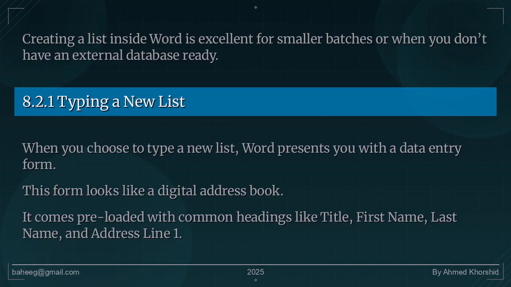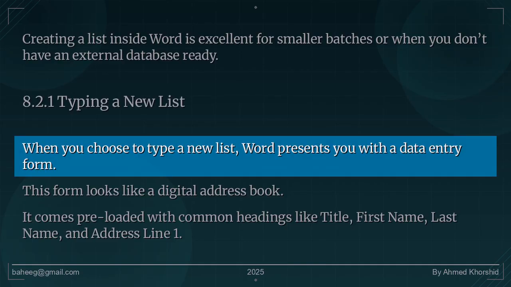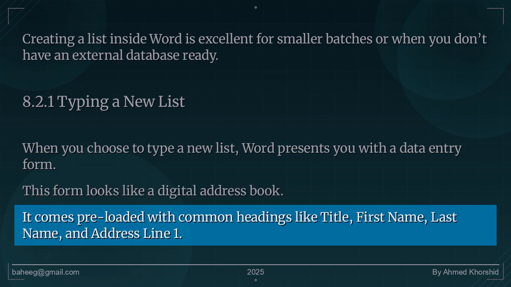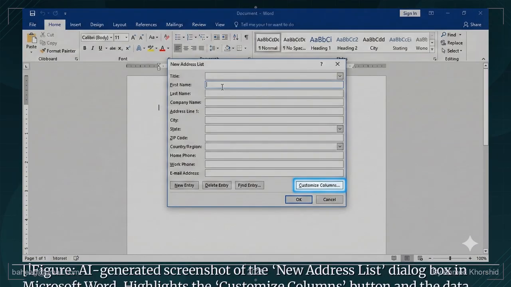8.2.1 Typing a new list. When you choose to type a new list, Word presents you with a data entry form. This form looks like a digital address book. It comes preloaded with common headings like title, first name, last name, and address line 1. Figure, AI-generated screenshot of the new address list. A dialog box in Microsoft Word highlights the Customize Columns button and the data entry fields, with a cursor blinking in the first name field.